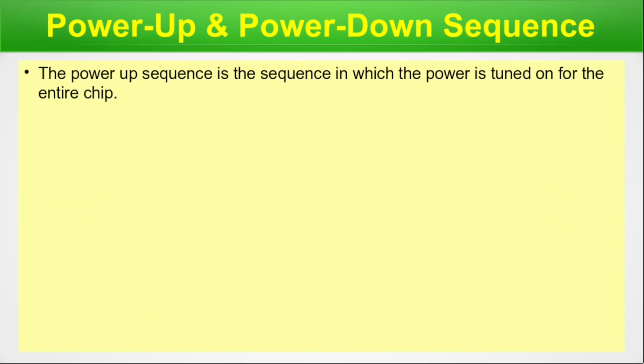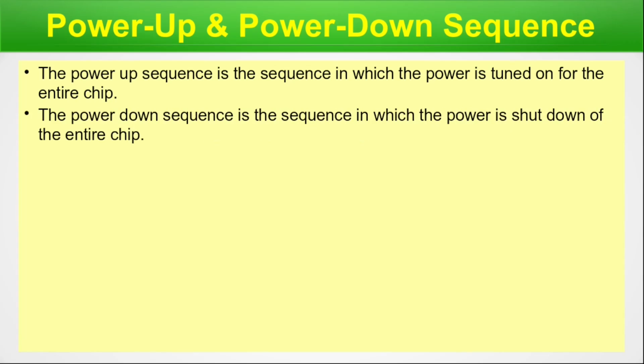Power up and power down sequence. The power up sequence is the sequence in which the power is turned on for the entire chip. I have shown you already the power management block. This is responsible for this power up sequence, how the power up sequence will work, and let's see more in the bullets. The power down sequence is the sequence in which the power shuts down for the entire chip. So power up and power down is the switching on of the entire chip and switching off of the entire chip. These are two terminologies you are now familiar with.